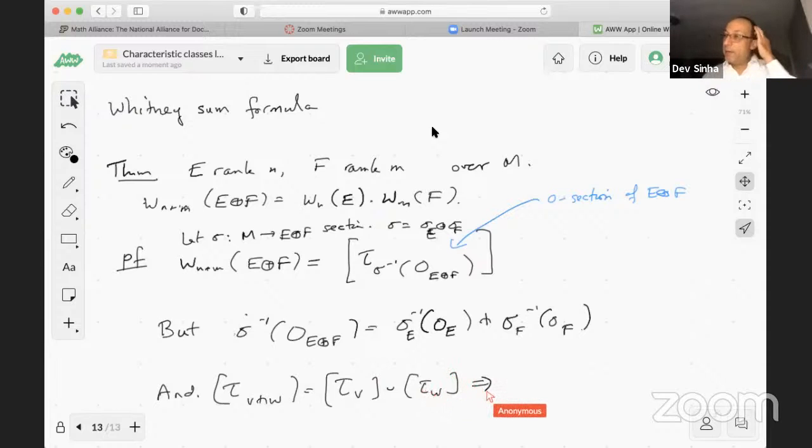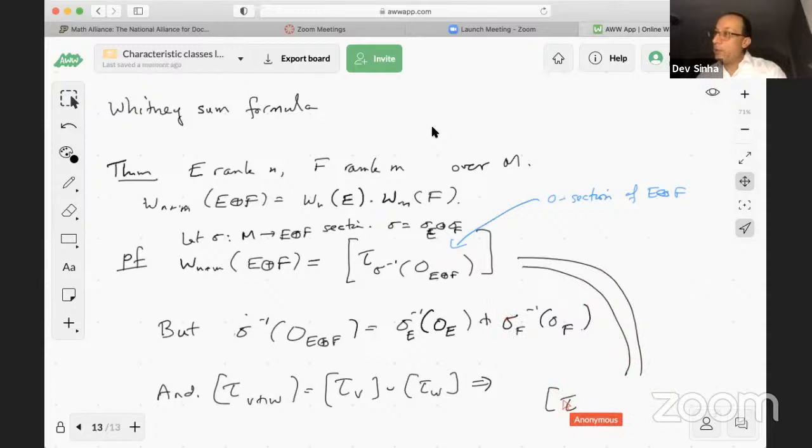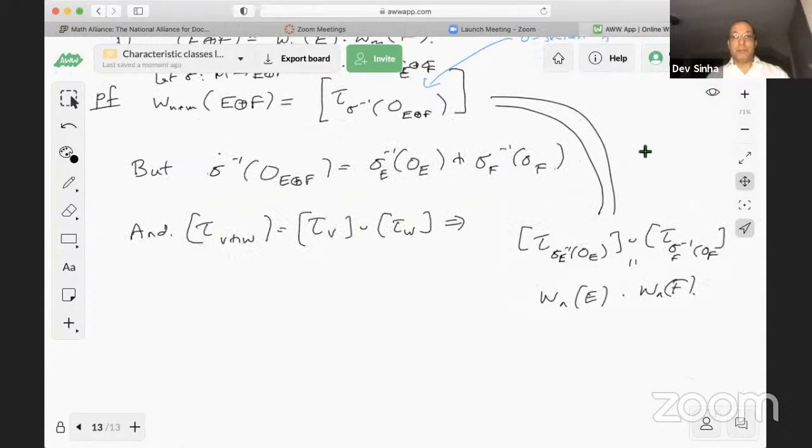And if I apply that here, what I get is an equality with tau of sigma_E inverse of the zero section of E, cup the preimage of the zero section of F, and that's just W_n of E times W_n of F. And that's what we wanted to show. So, there that is.